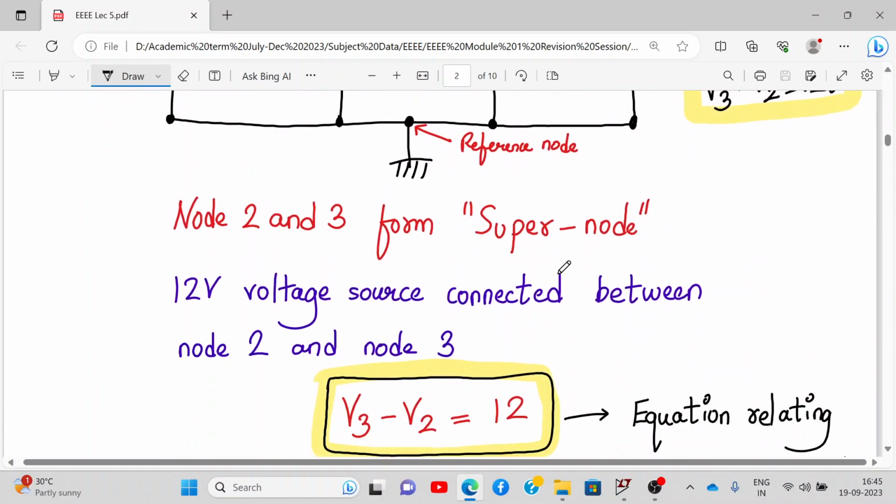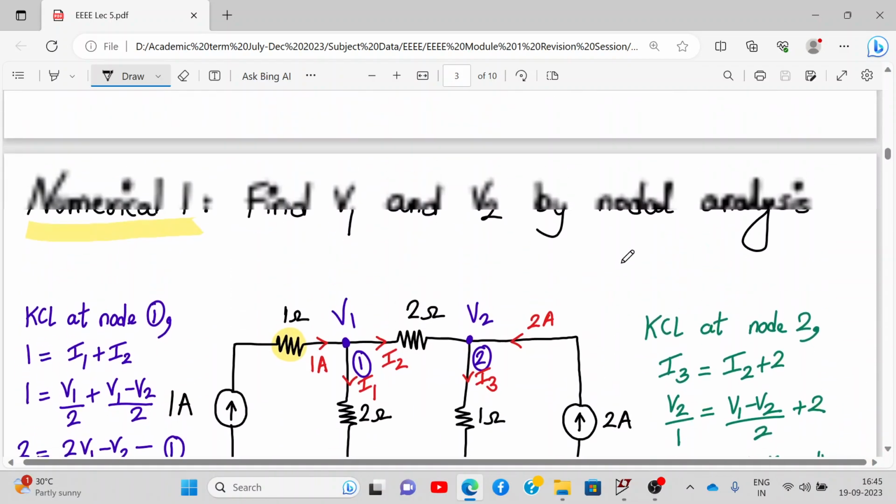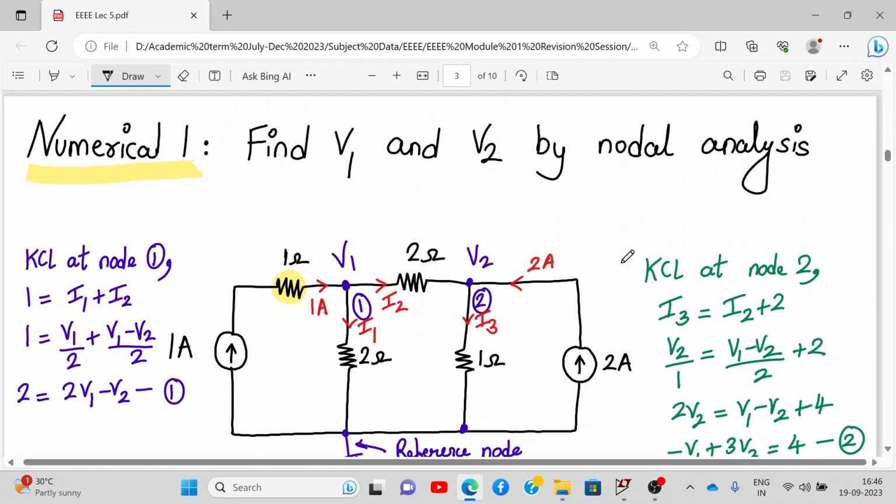And we have solved 4 numericals. One numerical was for home assignment, and we have seen 2 examples of a supernode. I guess this much is sufficient for you all to work on nodal analysis and proper application of KCL.